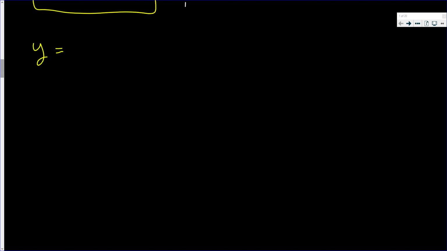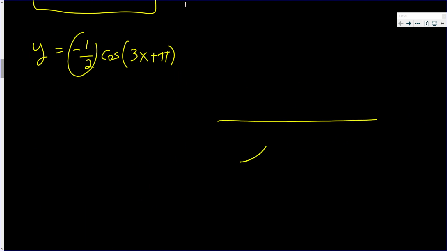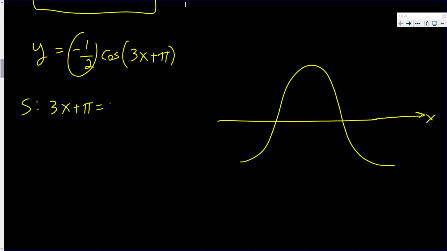Suppose you were asked to graph y is equal to negative a half cosine of 3x plus pi. Since it is a negative cosine graph, I draw my cosine graph upside down. There it is. And then for the start, I let the angle equal 0. Bring that over. You get 3x is negative pi. Divide by 3. And now you know what the start is. Starts at negative pi over 3.